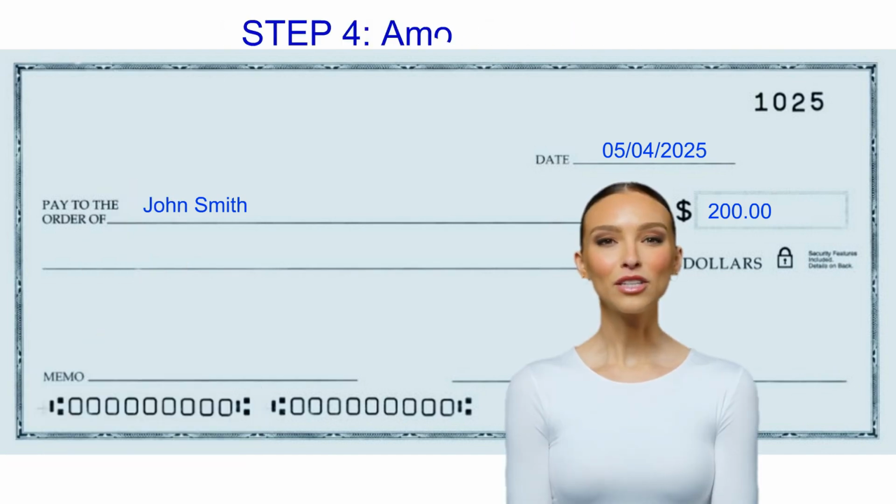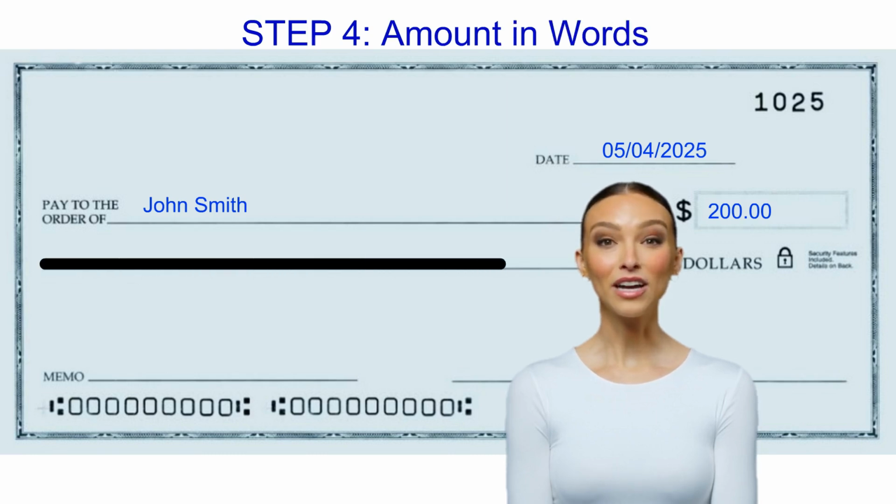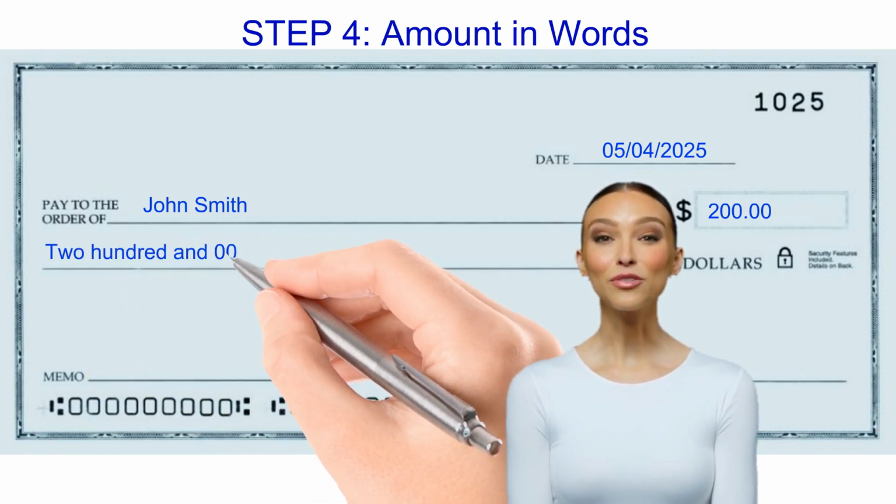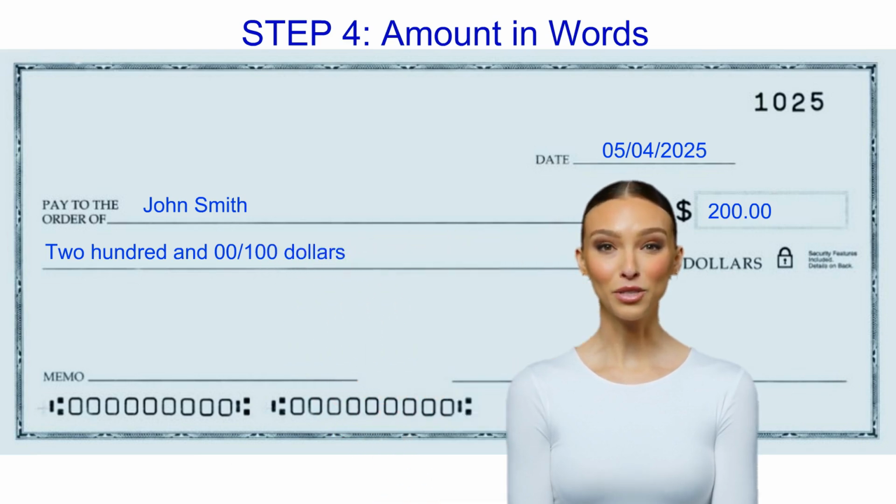Now, drop down to the line beneath the payee's name. Here, you need to write out the amount in words. So for this check, write two hundred and 00/100 dollars. This written amount is actually more important than the numbers box. If there's ever a mismatch, the bank will use the words as the official amount. It's a small step, but critical when learning how to write a check correctly.